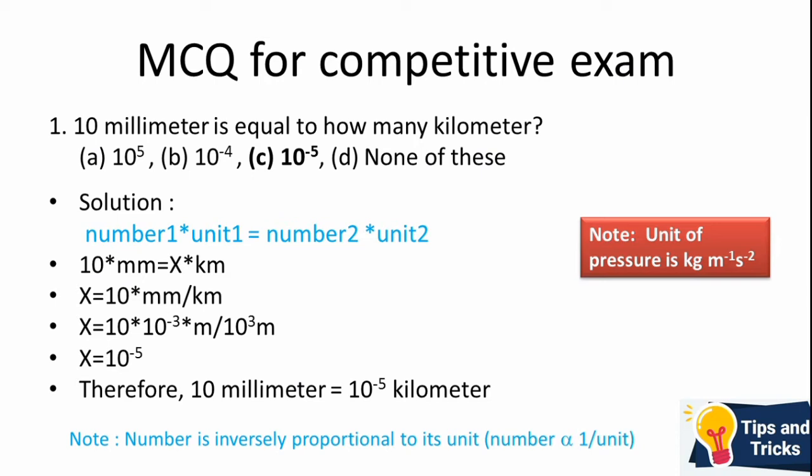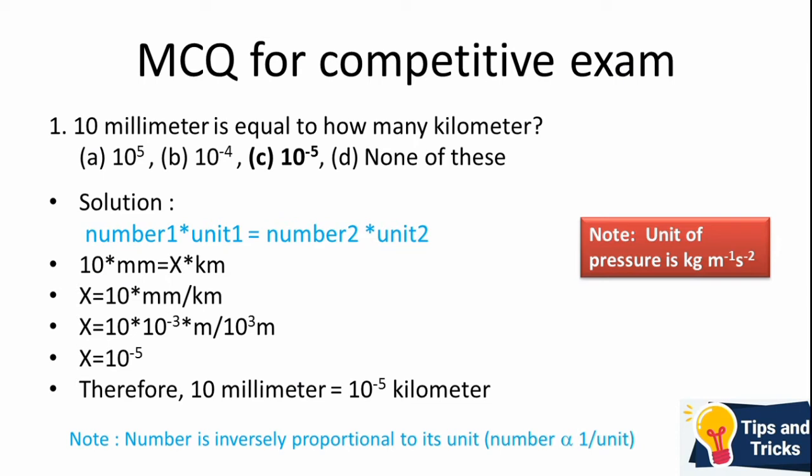We know that in a measurement we have a number and a unit, and we also need to remember that the number is inversely proportional to its unit. So we can formulate a formula like number 1 into unit 1 is equal to number 2 into unit 2. Now we have 10 millimeter is equal to x into kilometer, where x is an unknown number in kilometer unit, and we need to find the value of x.